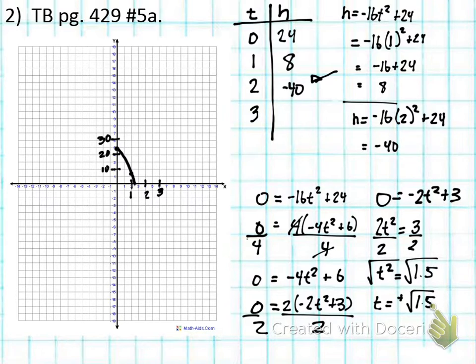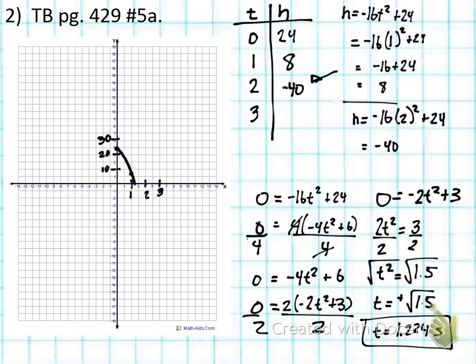You could go on your calculator and just put that in there to find the exact answer. Then you just clear your calculator. 1.5, take the square root button, and you get 1.224. Okay, seconds, right? That's the time that passed. And that's how you do number 2. Okay? Does that make sense?